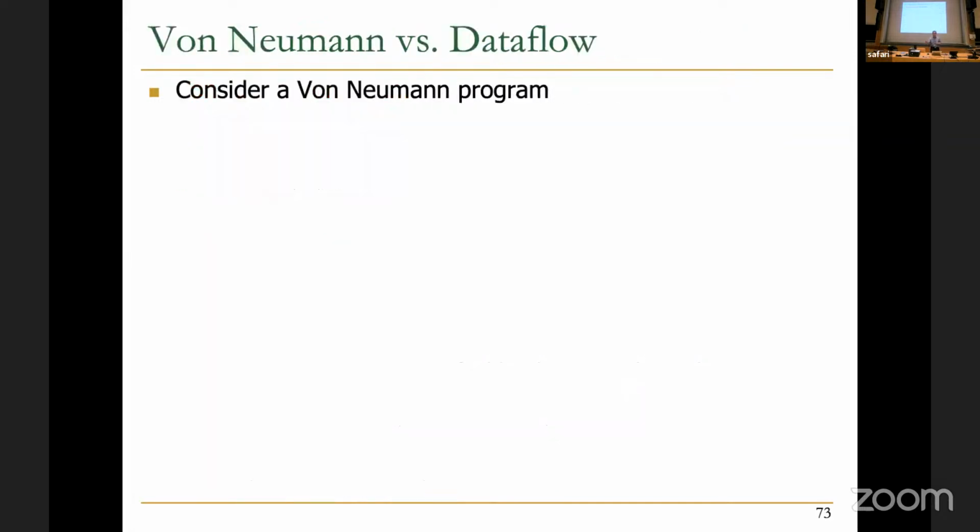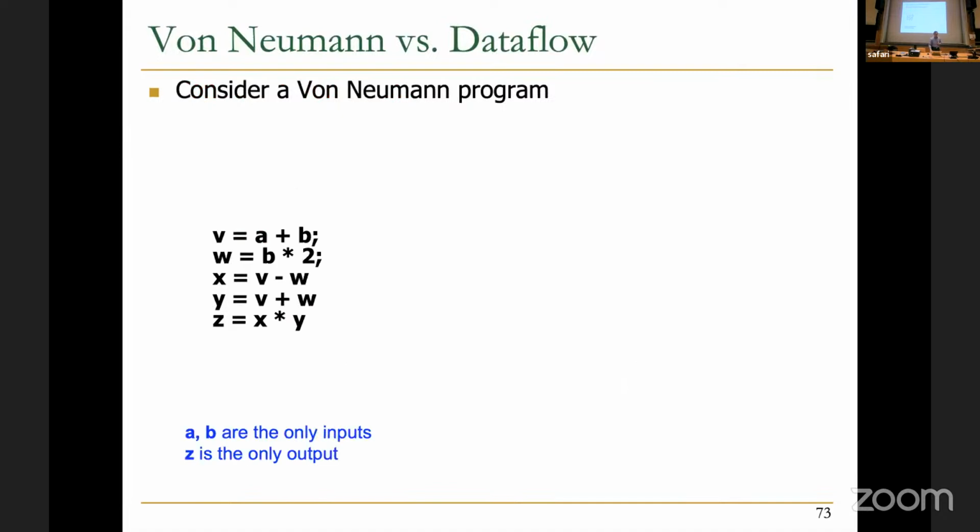So let's take a look at an example between these two. Consider a von Neumann program. At the higher level, this is a von Neumann program. You see A and B are the only inputs, and Z is the only output. Assuming you care about only A and B and Z, everything else is intermediate values that are communicated between instructions. So how do we specify it in a data flow model?